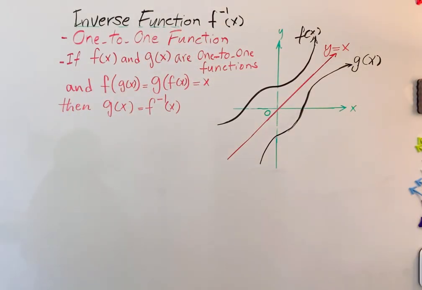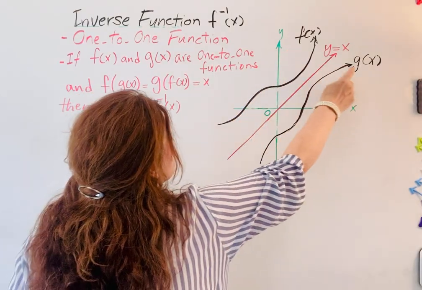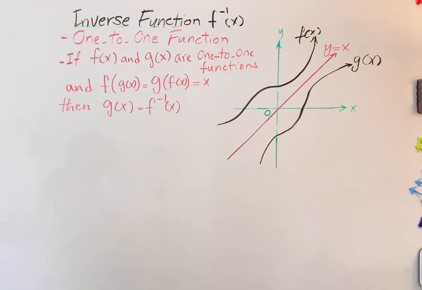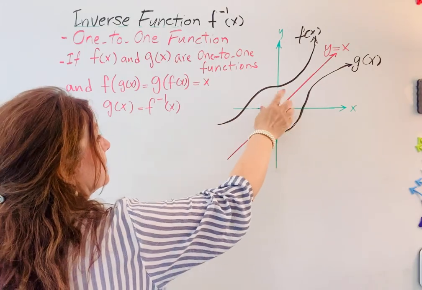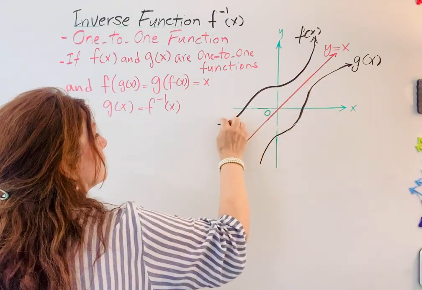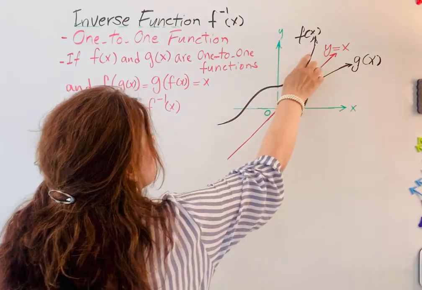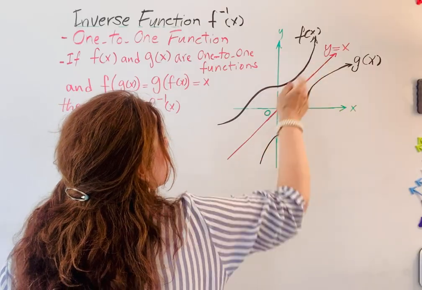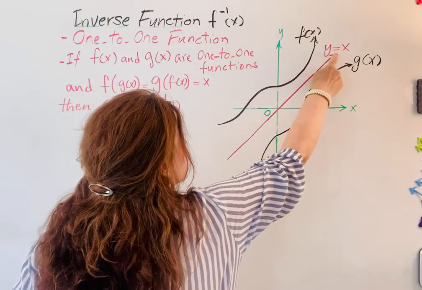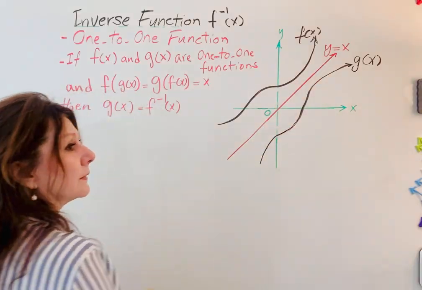For example, when we have a graph of f of x and g of x, two different one-to-one functions. This is one-to-one. It means that for any x there is just one y. You see that? If they reflect across this line, y equals x, where all x and y are equal, okay?